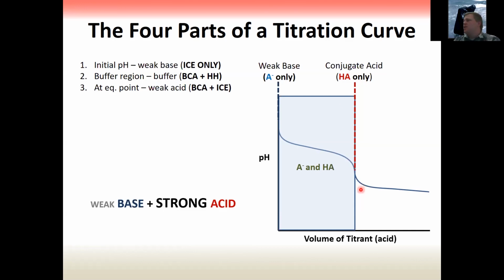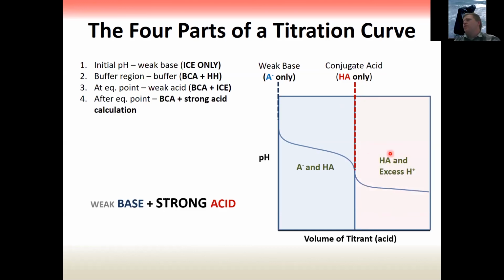And then beyond your equivalence point here, you'll have your HA that's been generated from your base, and you'll have excess protons from your strong acid. In this region, we're going to do the same thing as with the weak acid, strong base titration. We're going to pretend like the HA isn't really contributing to the pH very much, and we're going to assume that the pH is all resulting from our excess acid, right? And then just figure out the pH resulting from that.